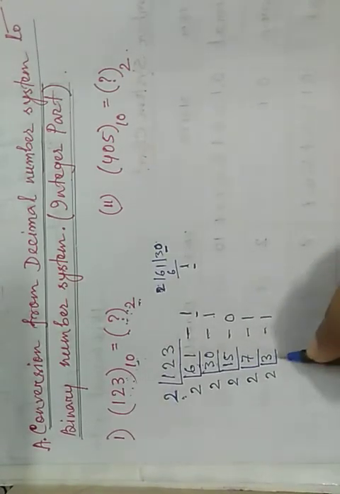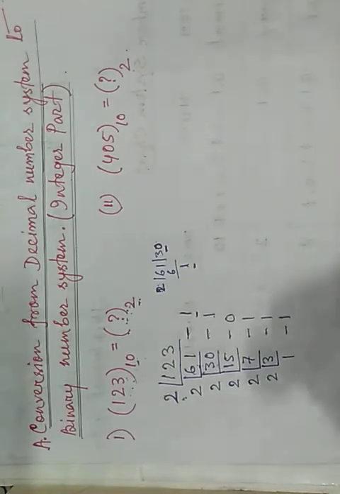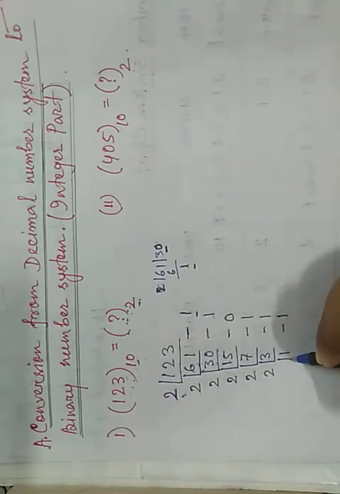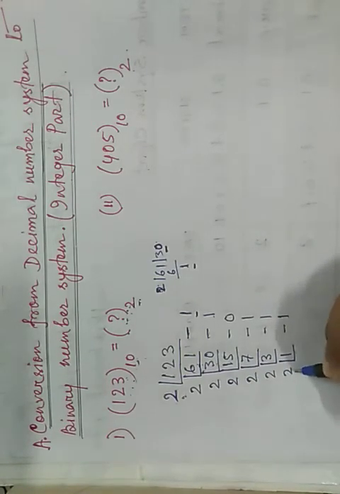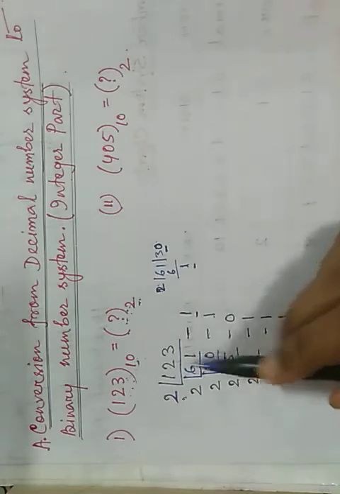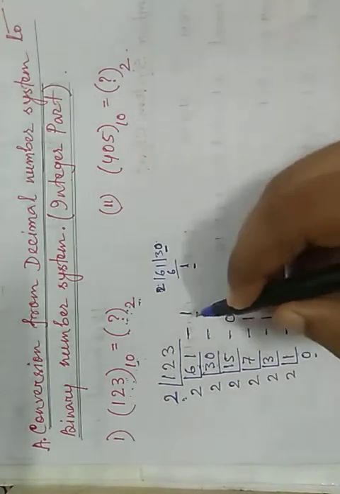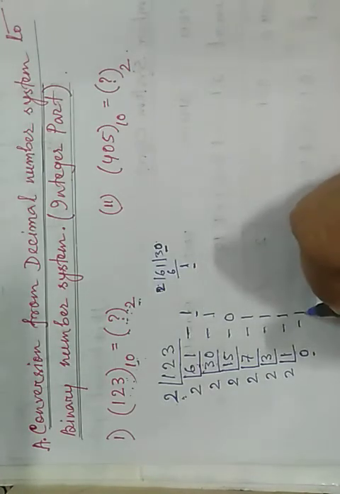Again 3 is divisible by 2. 1 two is 2, remainder is 1. We can leave it here, or again we can divide 1 by 2, quotient is 0 and the remainder is 1. We have to divide until it reaches 0. Okay, so these are all the remainders.